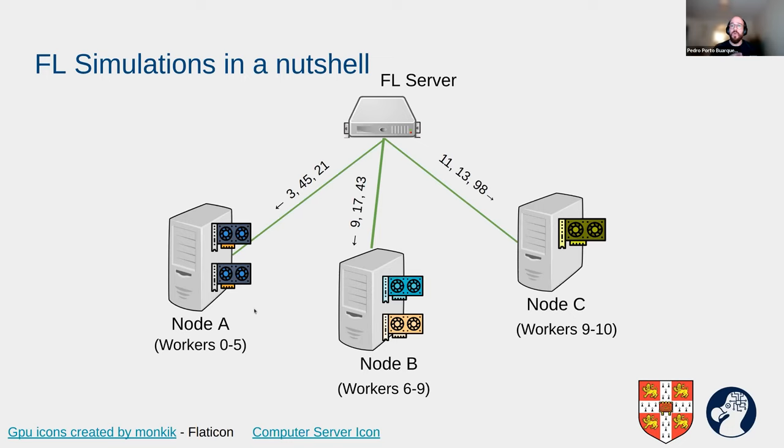It can run one worker per GPU. That would possibly not be very efficient. We'll see why. But then you can also run multiple workers on the same GPU, simulating multiple clients running on the same device. So this is just an overview. The server sends IDs to different nodes. The different nodes will assign these IDs to different workers. They will train, and they will respond to the server.